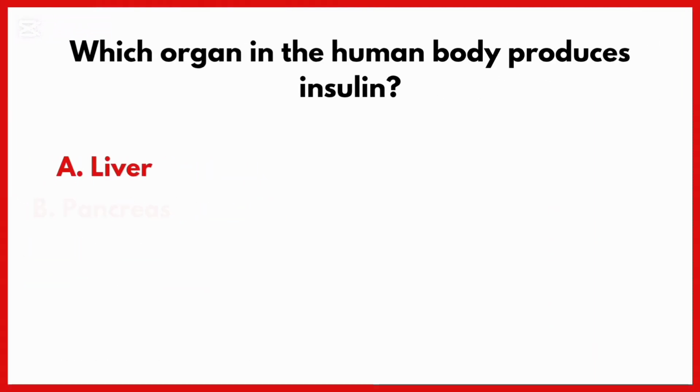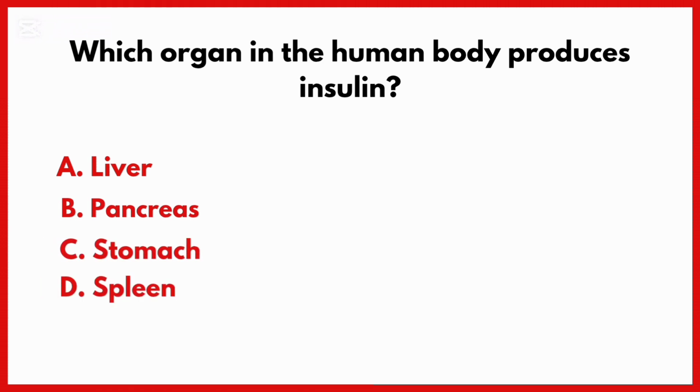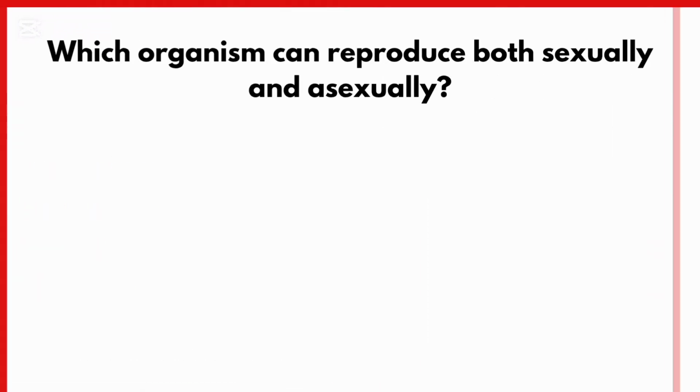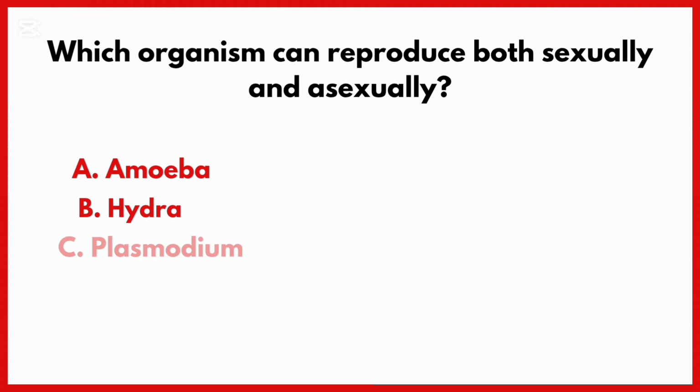Which organ in the human body produces insulin? Correct answer is option B, pancreas. Which organism can reproduce both sexually and asexually? Correct answer is option D, fungi.